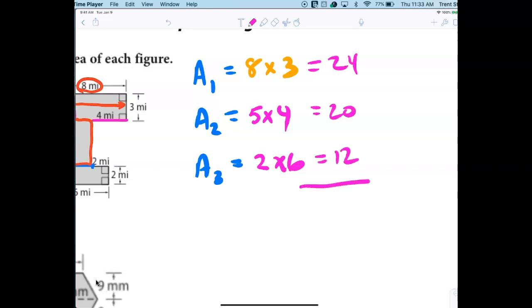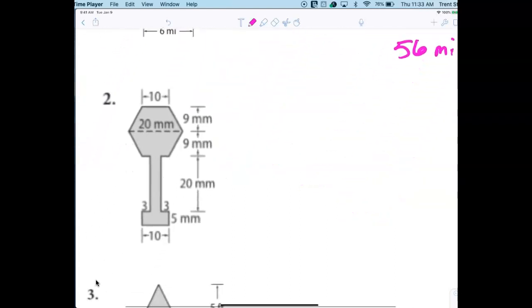Now, without a calculator, 56 what? Miles squared. I just think that's easy. Everybody agree with me? That's easy. Easy, easy, easy. All right, so now we're going to try number 2.